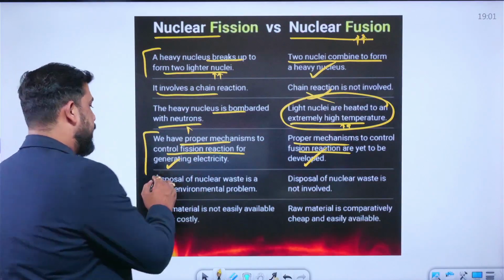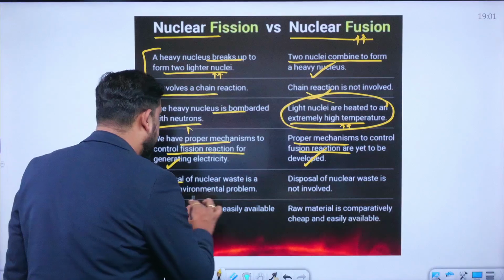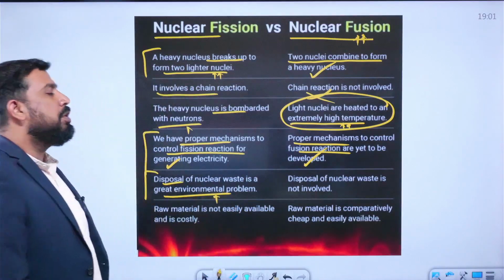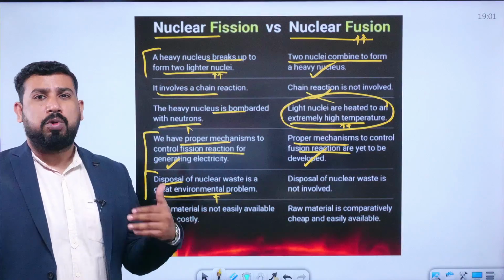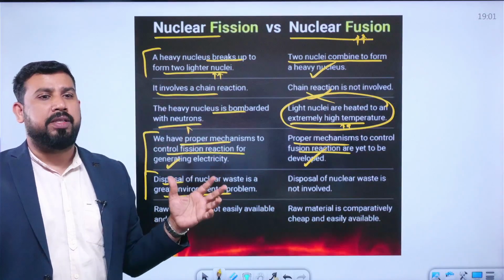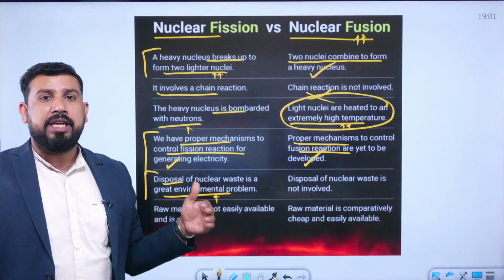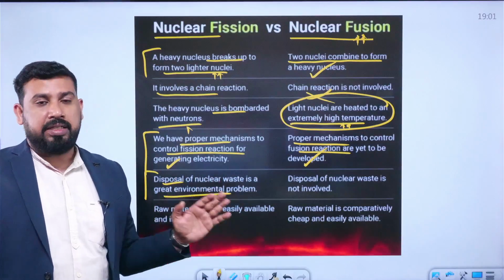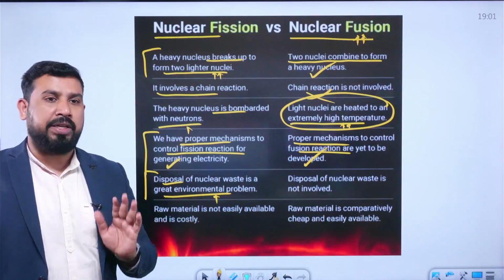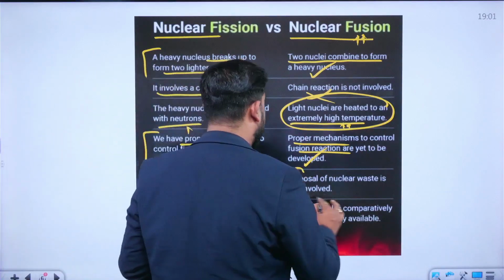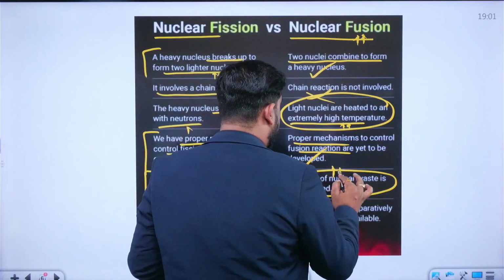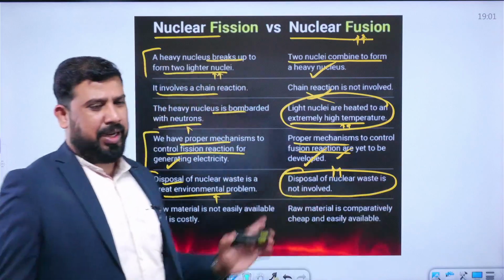Moving forward, disposal of nuclear waste is a great environmental problem. Due to nuclear fission, there is a lot of nuclear waste as well as solid materials, which create a mess in the world with a lot of environmental issues. But in nuclear fusion reactions, disposal of nuclear waste is not involved. The main problem is controlling that reaction.